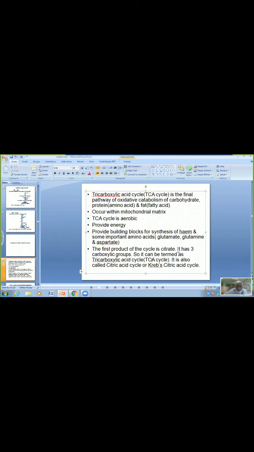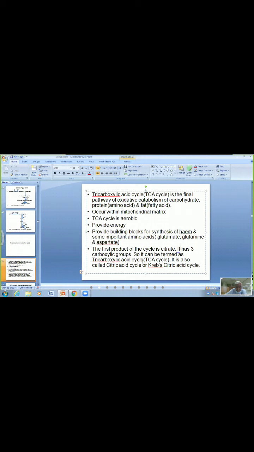We also ask in the exam why the TCA cycle is called so. Why is it called the tricarboxylic acid cycle? It is called the tricarboxylic acid cycle because the first product of the TCA cycle, citrate or citric acid, has 3 carboxylic groups. That's why it is called the tricarboxylic acid cycle, TCA cycle.